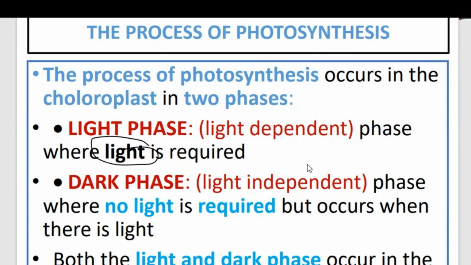The second phase must have no light, which we call the dark phase. It means that the light phase can take place during the day, and the dark phase can take place during the night, because at night there is no sunlight. So the dark phase, the light independent phase, is where no light is required, meaning that it occurs when there is no light.